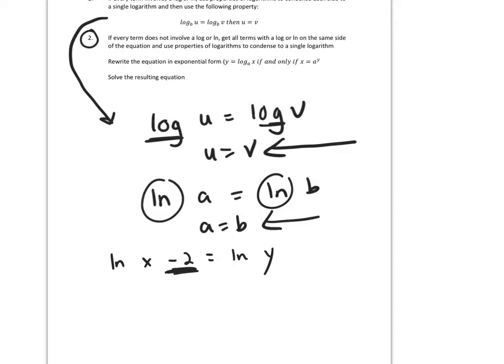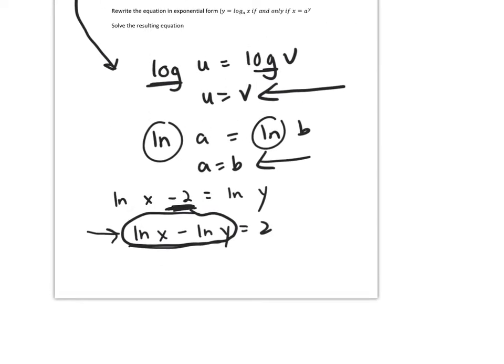Number two, if every term does not involve a log or ln, get all terms with a log or ln on the same side. So let's subtract ln y from both sides and add the 2 to the other side. So now we've got all of our ln's on the same side. Now, take this equation and rewrite it. You need to write this as a single log, and that would be ln of x over y equals 2.